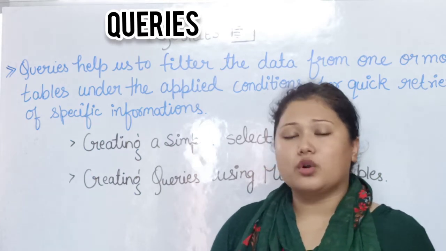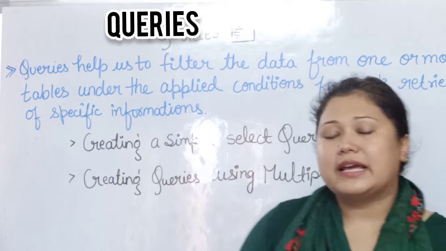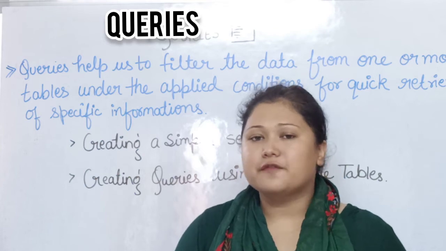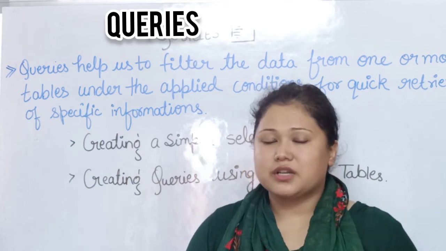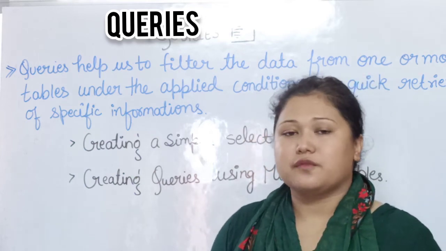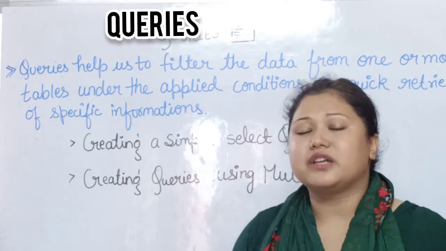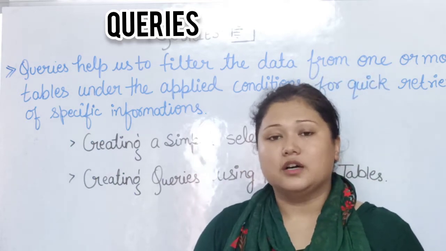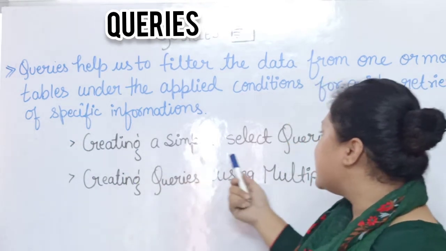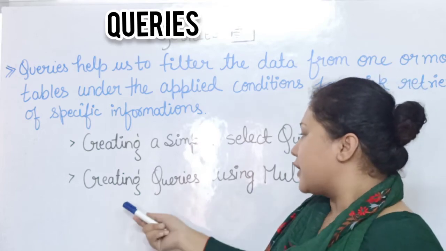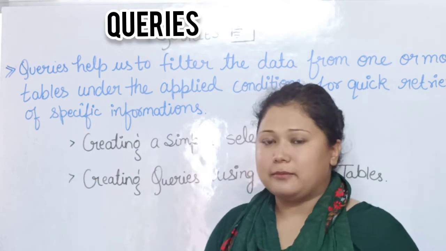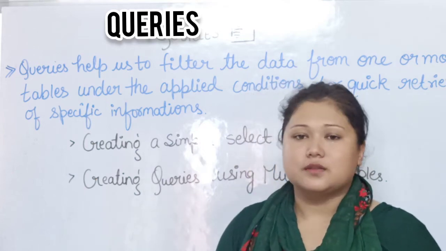Suppose we have more than one table and we want a particular kind of information from all the tables. With the help of a query, we can apply the condition in all the tables and get the particular kind of information which we want. That means we can retrieve the information from all the tables at once. Now you will see how to create a simple select query. Next, creating queries using multiple tables. With the help of multiple tables, how we can create a query. So let's see.